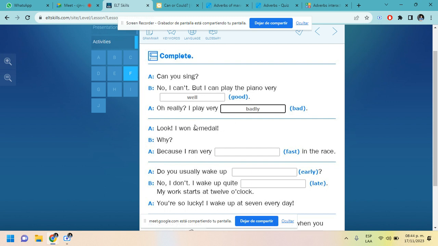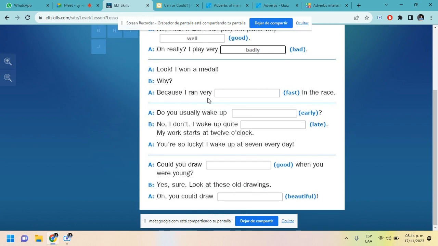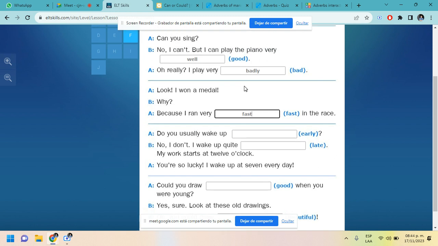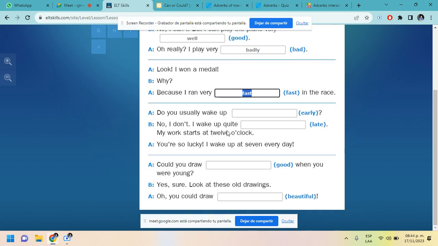Okay. Yeah, second conversation. Look, I won a medal. Why? I'm very fast. El adverbio de fast es fast. En algunos vimos que es badly, happily, no? But in others it's the same, fast. Okay, the next conversation. Do you usually wake up early? No, I don't. I wake up quite late. Okay. My work starts at 12 o'clock. You're so lucky. I wake up at 7 every day.